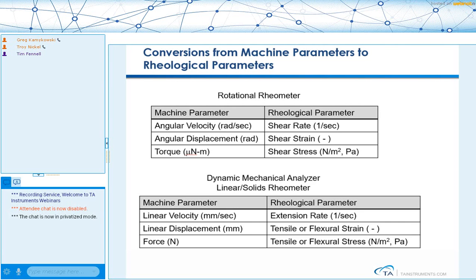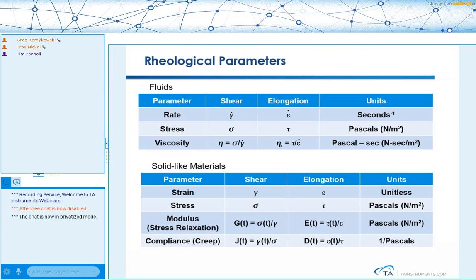When we're working with materials that are more solid-like, sometimes it is more convenient to measure their rheological properties in a linear mode. And we have some devices that can test solids like this in a linear mode, these dynamic mechanical analyzers. And with these instruments, we convert the linear velocity to the extension rate, the linear displacement to the tensile or flexural strain, and we convert the force to the stress.